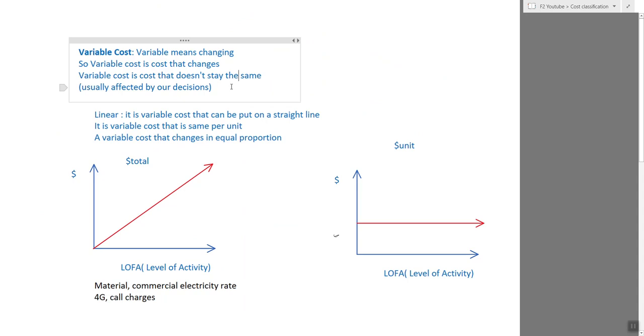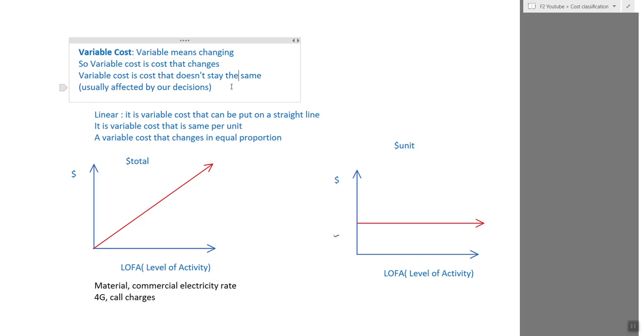Variable cost is the exact opposite of fixed cost. Fixed cost doesn't change, variable cost changes. Variable means changeable. So variable cost is changeable cost. It is cost that changes with activity. It is cost that doesn't stay the same. And most importantly, in decision making, you will study that variable cost is cost that is affected by our decision, because if we make a decision to produce more or fewer units, this cost is going to increase and decrease.